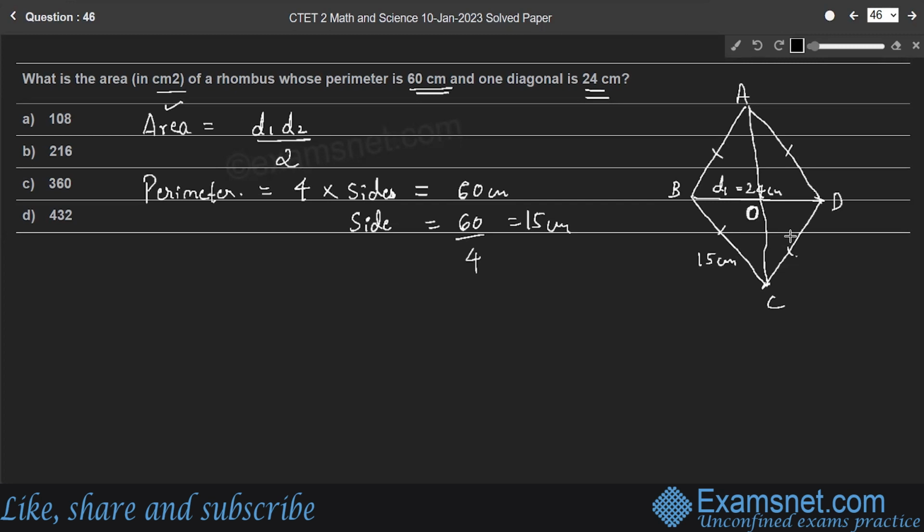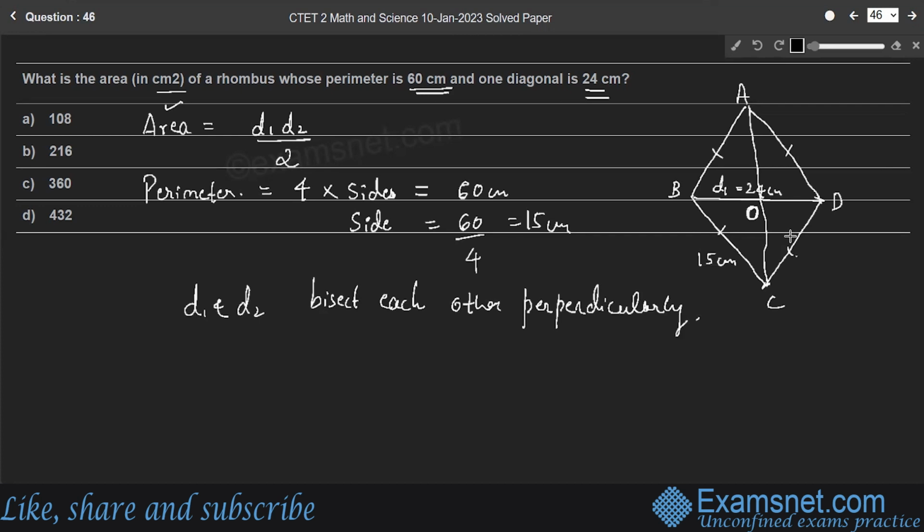So two diagonals D1 and D2, they bisect each other at a right angle. Right? That means one diagonal divides another into two equal parts. Another diagonal divides the first diagonal into two equal parts. Therefore, diagonals D1 and D2 bisect each other perpendicularly. So D1 is a perpendicular bisector of D2. D2 is perpendicular bisector of D1, right? So perpendicularly. That means at right angle.